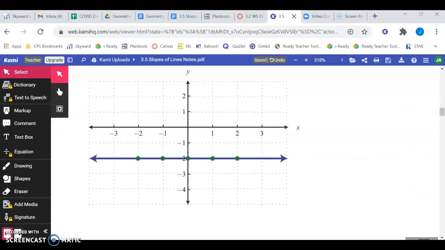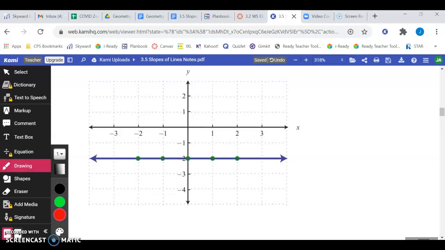And then our last one here is a horizontal line. I am going to pick this point here, which is negative 2, negative 2, and this point over here, which is 2, negative 2. So this is going to be point number 1 and point number 2.